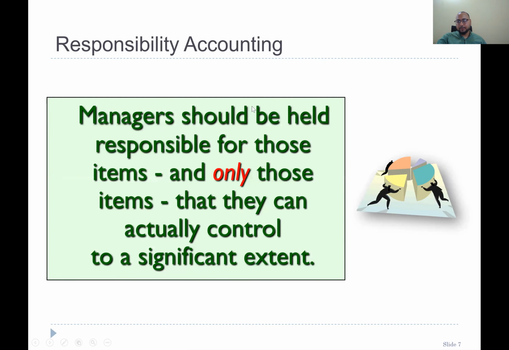Responsibility accounting. This is a very nice and emerging concept, that managers should be held responsible for only those items, and only those items, that they can actually control to a significant extent. I just gave you the example of marketing personnel who fail to attract or bring these specific orders. Now, whose fault is this?